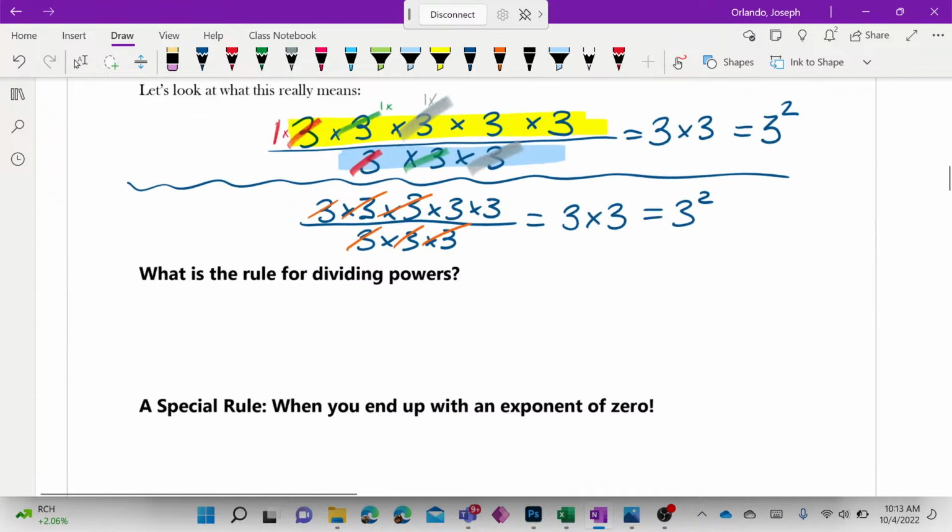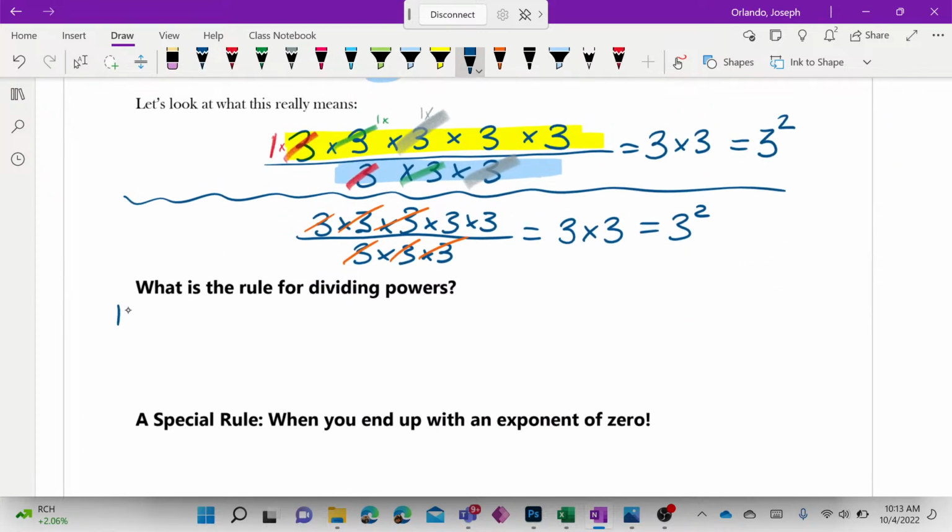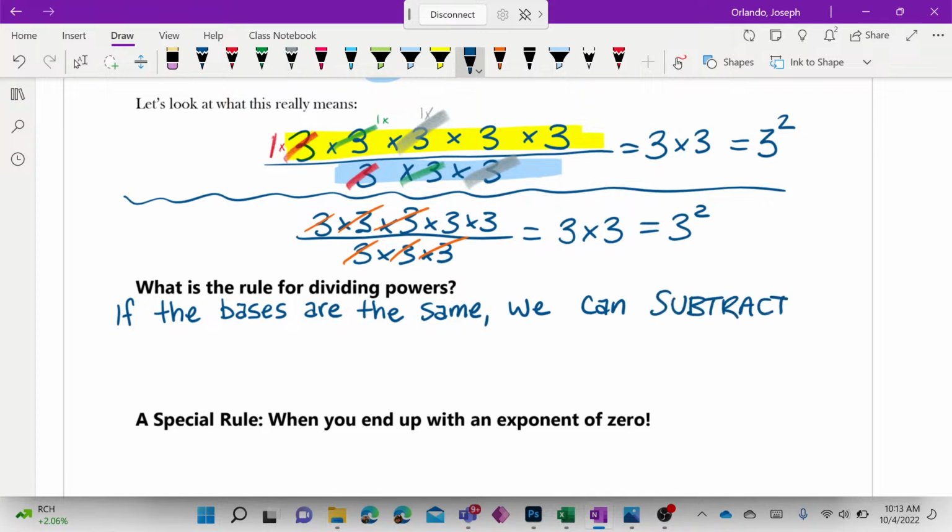I can subtract. So we can say, if the bases are the same, we can subtract exponents when dividing powers.